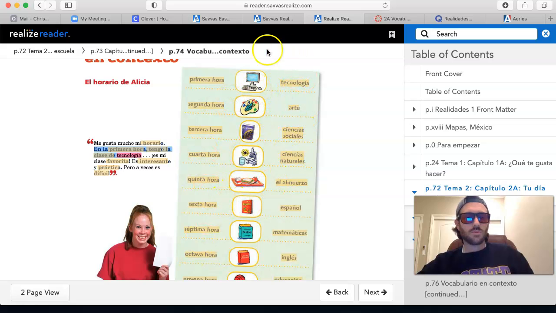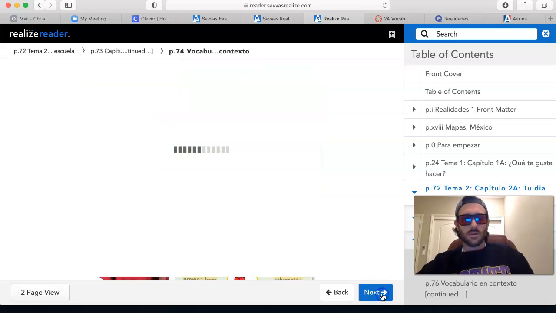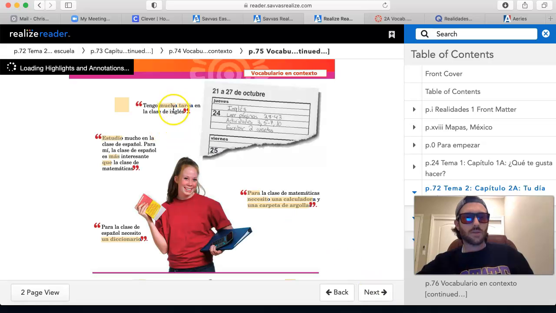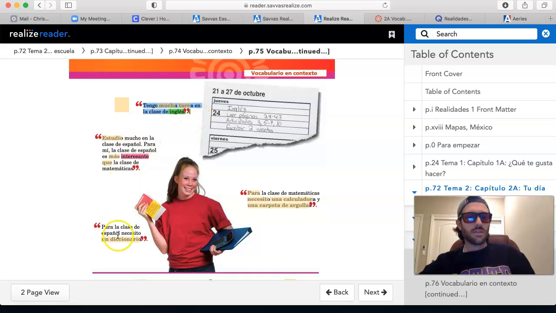This is an example schedule en español, and some descriptions, descriptive adjectives, how we indicate in Spanish which class we have during which period. That's highlighted in blue there for you. And then some more descriptions about in which classes do you have a lot of homework, in which classes do you study a lot, and then things that you need for your classes. So we'll go over this vocabulary together.